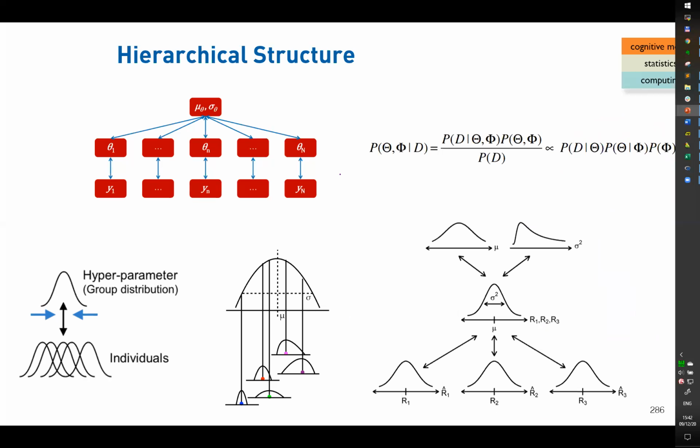All right, I should stop for a sec. Any questions regarding this quite conceptual introduction of the hierarchical model?